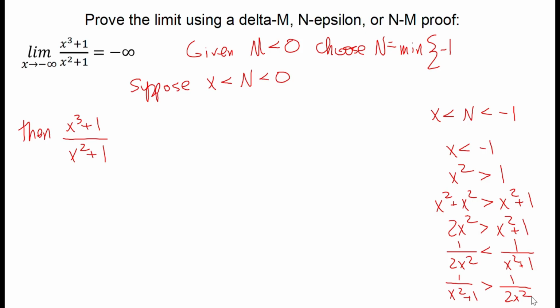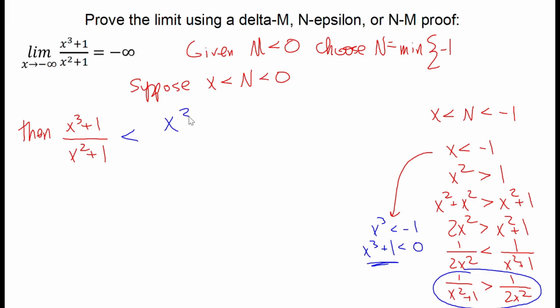That doesn't seem to be what I want here. But if x is less than negative 1, then that also tells me that x cubed is less than negative 1, which means that x cubed must be a negative number less than negative 1, and that x cubed plus 1, which is my numerator, is less than 0. So if I take 1 over x squared plus 1 greater than 1 over 2x squared, and I multiply both the top and the bottom by a negative number, which is x cubed plus 1, I should now get that x cubed plus 1 over x squared plus 1 is less than x cubed plus 1 over 2x squared.